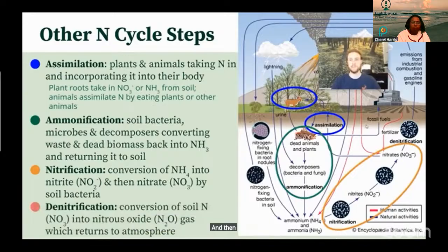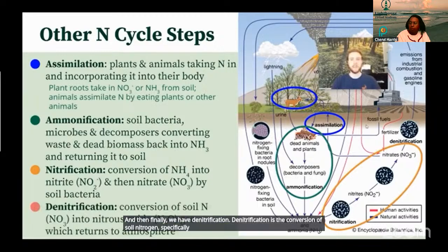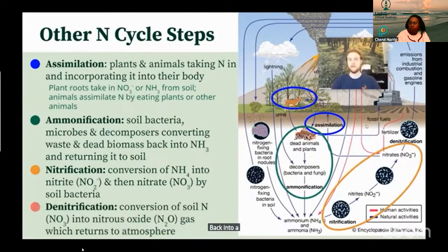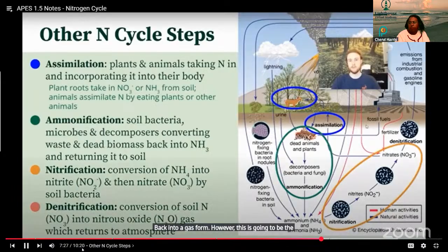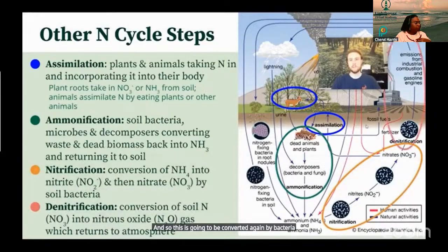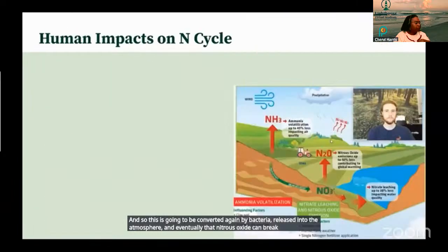And then finally, we have denitrification. Denitrification is the conversion of soil nitrogen, specifically nitrate, back into a gas form. However, this is going to be the gas form nitrous oxide, or N2O. And so this is going to be converted again by bacteria, released into the atmosphere, and eventually that nitrous oxide can break down to form nitrogen gas, and we've completed the cycle.